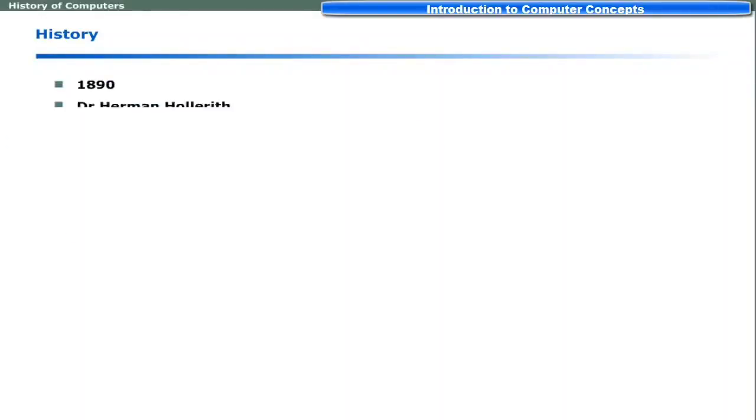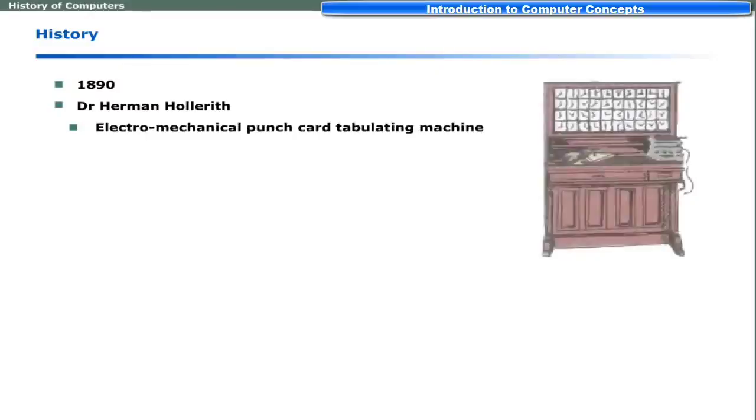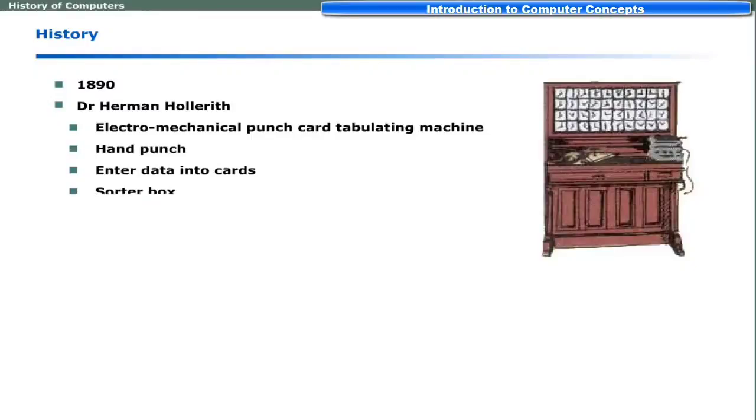During 1890, Dr. Herman Hollerith developed the first electromechanical punch card tabulating machine. A hand punch was used to enter data into cards. A sorter box was used to read and sort these cards. The output was summarized on tabulating dials.